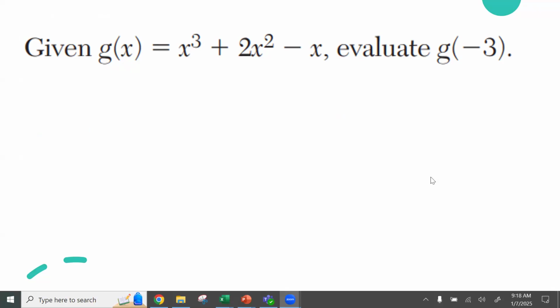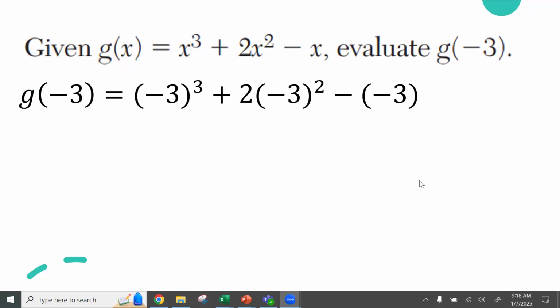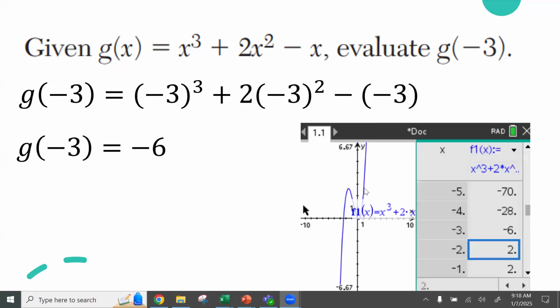Now, you gotta be careful, guys. Make sure you put negative numbers in parentheses. If you're going to use the plug and chug method, put your numbers in parentheses and then bring everything down. You end up with negative 6. And oh, look, it does also come up to that. g of negative 3 equals negative 6. I don't even think I told you to pause.